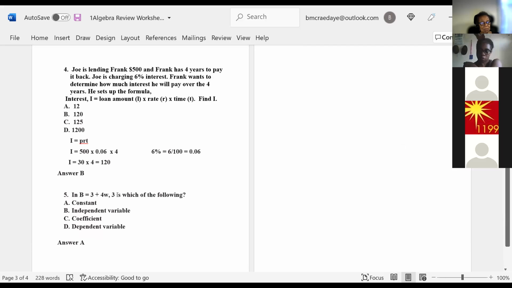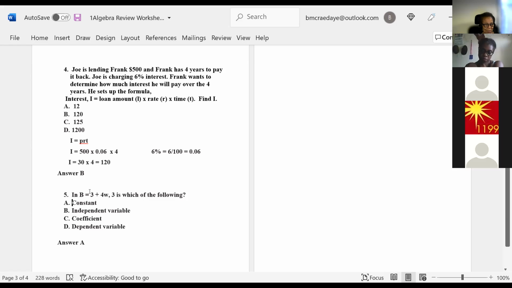3 is a number, 3 can only be a constant. I see. Whenever you have a number, it can only be a constant. Oh, I didn't have that one. I didn't even see that 3. Oh, you didn't see the 3? No. So B equals 3 plus 4W. I understand now. 3 is which of the following? Oh, I didn't see the 3.